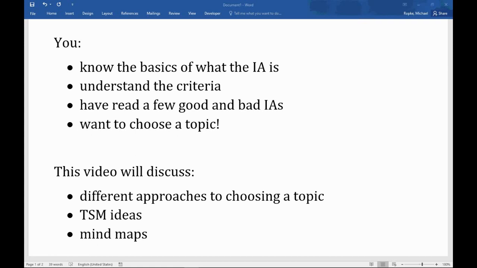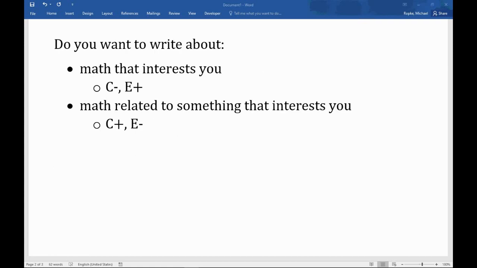Let's talk about choosing a topic. One question that you might want to ask yourself right at the get-go, and I should stress, I do not believe that there is a correct answer to this question, is do you want to write about some mathematical topic that interests you, or do you want to write about just some general topic that interests you, which you've figured out a way that you can analyze mathematically?